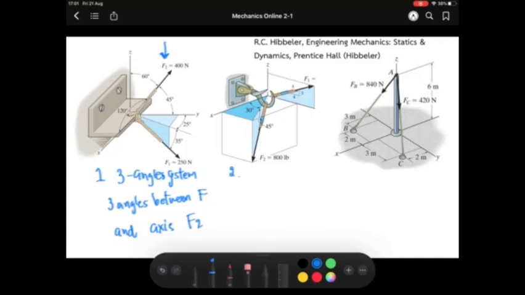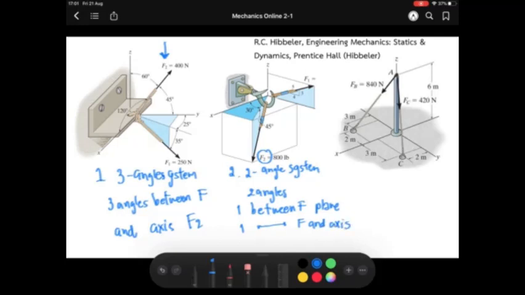The second one I call the two angles systems. In these systems, you will get only two angles. One angle is between F and the plane. Another one is between F and an axis.